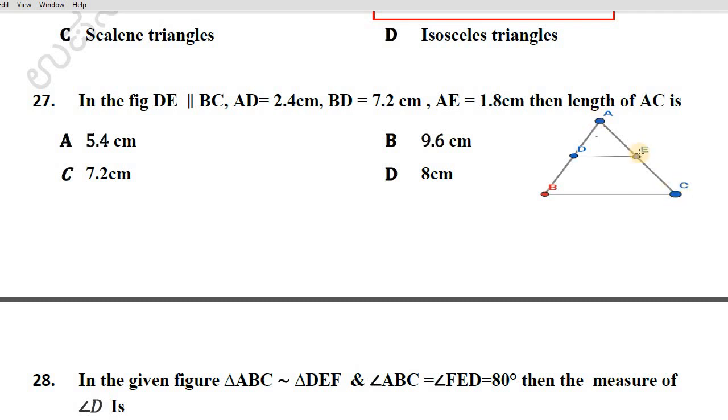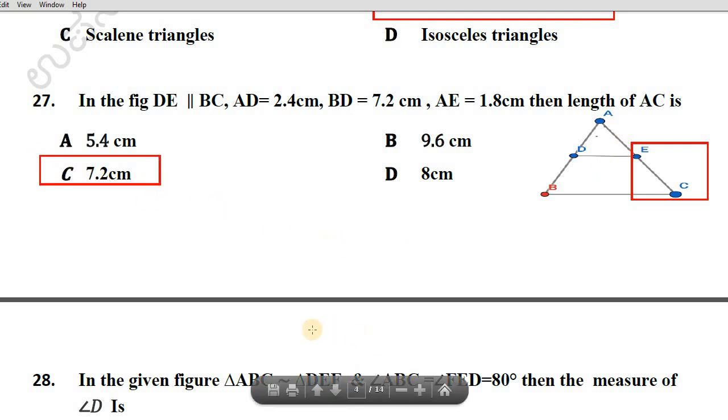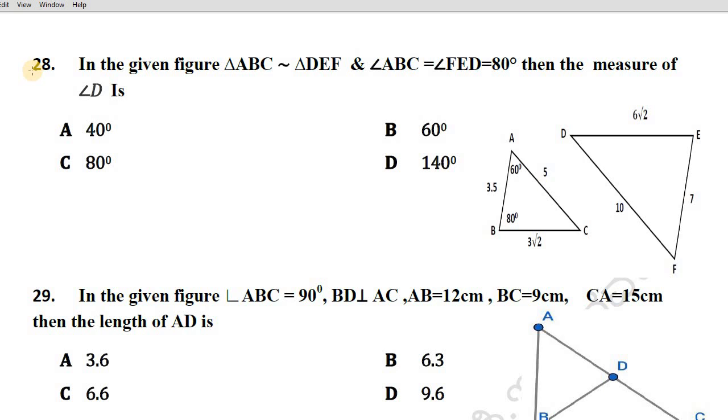First you wanted to find this CE length, children. CE length you can find by using the Thales concept: AD by DB is equal to AE by EC. So in that case you will get the CE answer. Next, you add the CE answer to AE, that gives the AC answer. So that is 7.2 centimeter. Option C is correct.